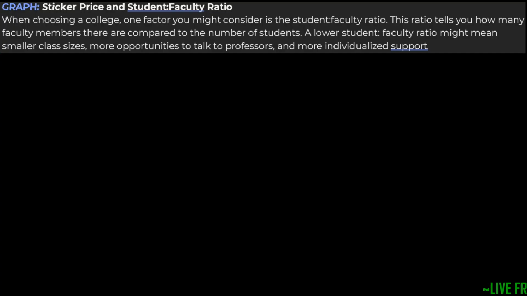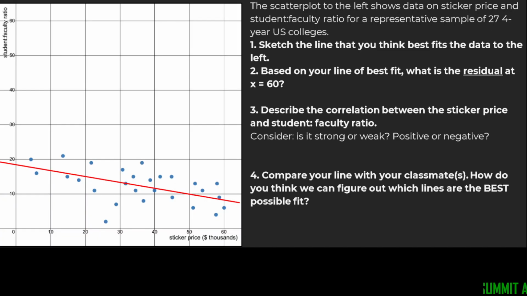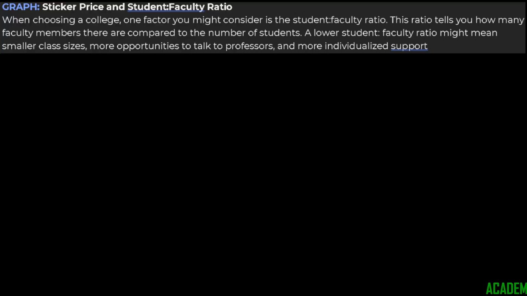So the student to faculty ratio for Summit is going to be a smaller number as well, because we have a lower student count, but about the same amount of faculty compared to other schools. That just means you should be able to get more support, and you have smaller class sizes.